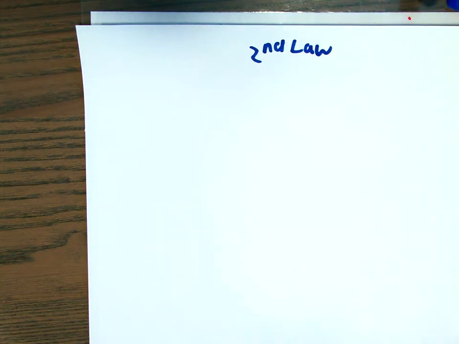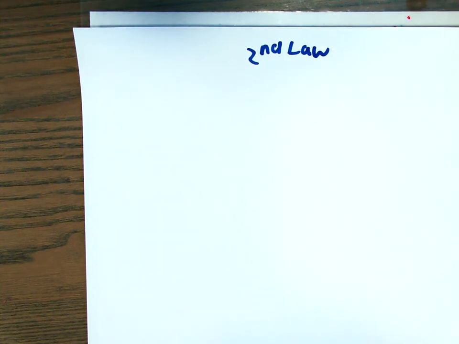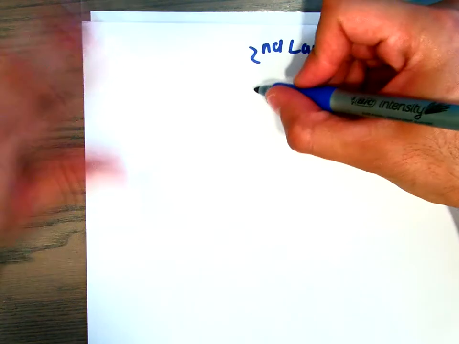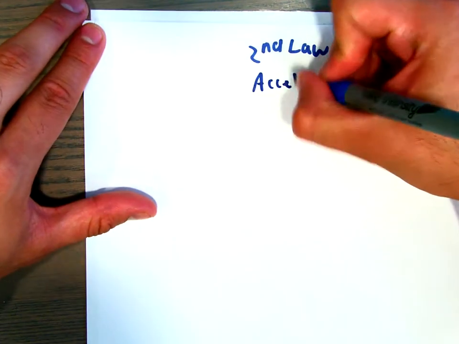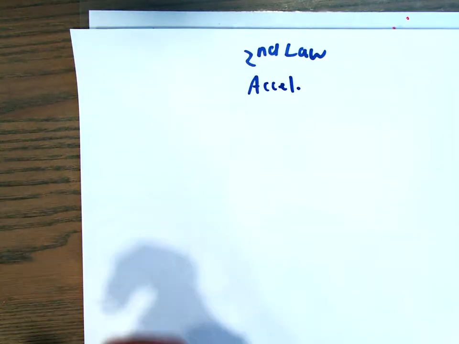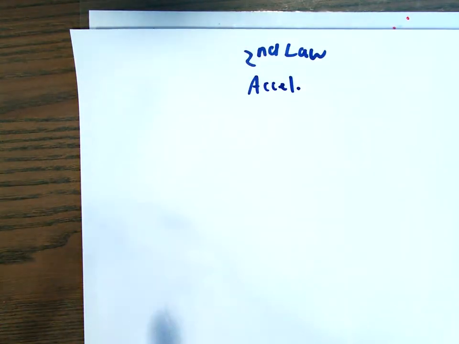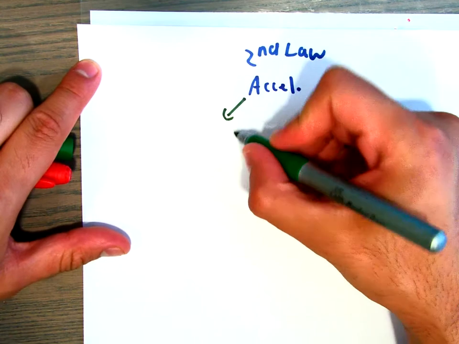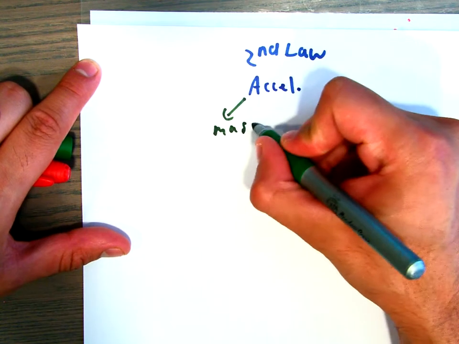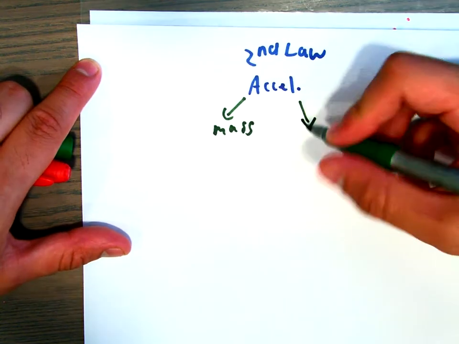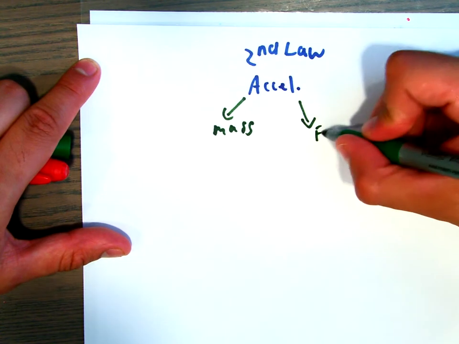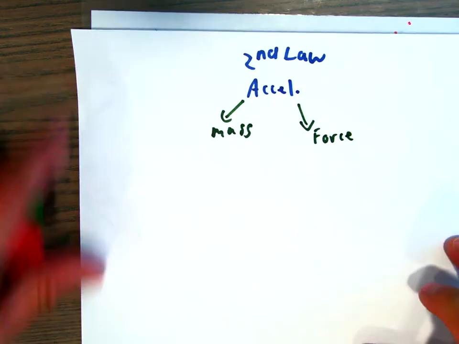Okay, let's go over Newton's second law. The second law basically tells us that the acceleration of an object, we will abbreviate that, depends on two main things. It depends on the mass of that object, and it depends on the force being applied to that object.